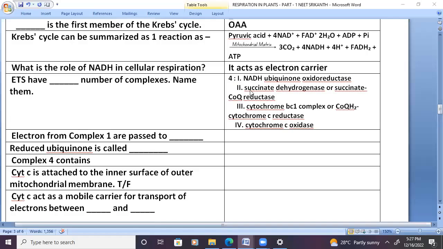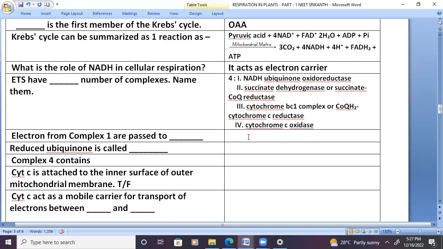4 number of complexes. Number 1, NADH ubiquinone oxidoreductase. Number 2, succinate dehydrogenase or succinate co-Q reductase. Then number 3, cytochrome bc1 complex or co-QH2 cytochrome c reductase. Number 4, cytochrome c oxidase.